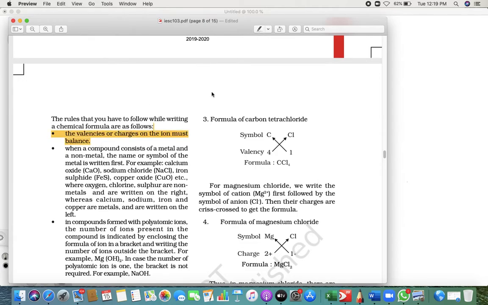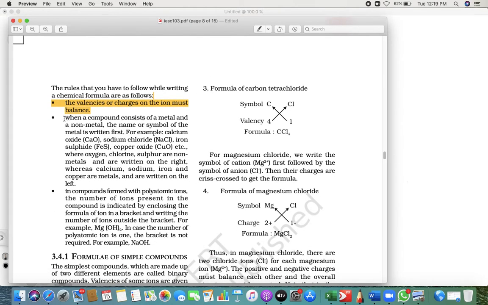Means +1 or -1, but when you take it together, it should be 0. When you take it together, it must be 0. Third, a compound consisting of a metal and a non-metal, for example, calcium oxide, sodium chloride. Remember one thing, the non-metal should be written last and the metal should be written first.